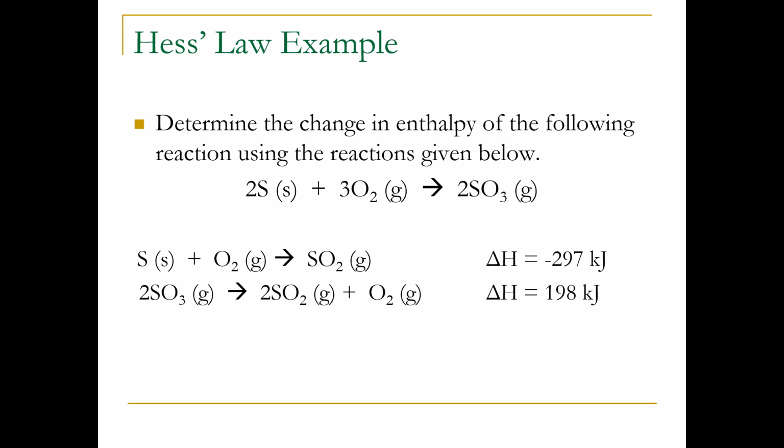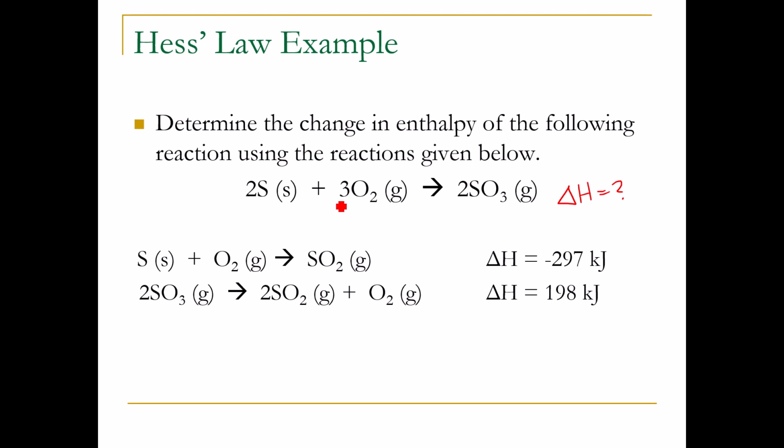Alright, so we're going to walk through this example and then we're going to look at a couple of others. But you want to get a feel for how we can use Hess's law in order to find delta H. So in this question, we're trying to find the delta H for our reaction here. We have 2 sulfur plus 3 O2 gives us 2 SO3. So we want to know the delta H. We're going to use the two equations given below in order to find the delta H. So this is going to be similar to a puzzle.